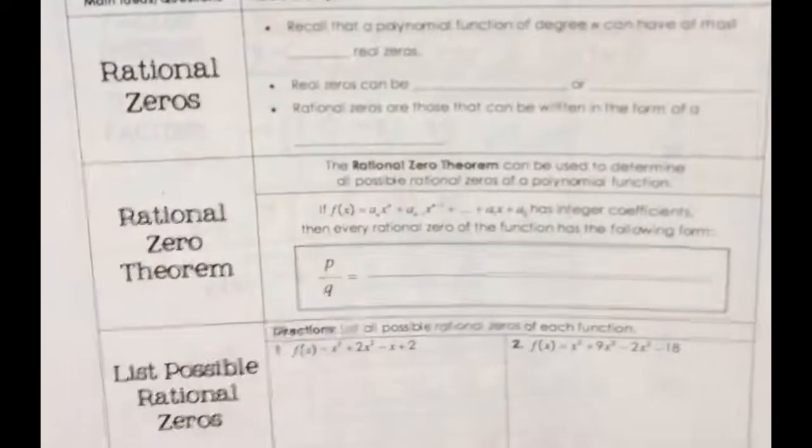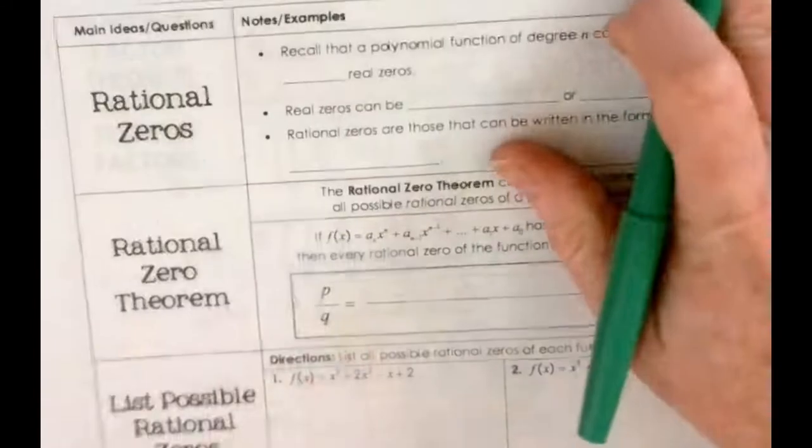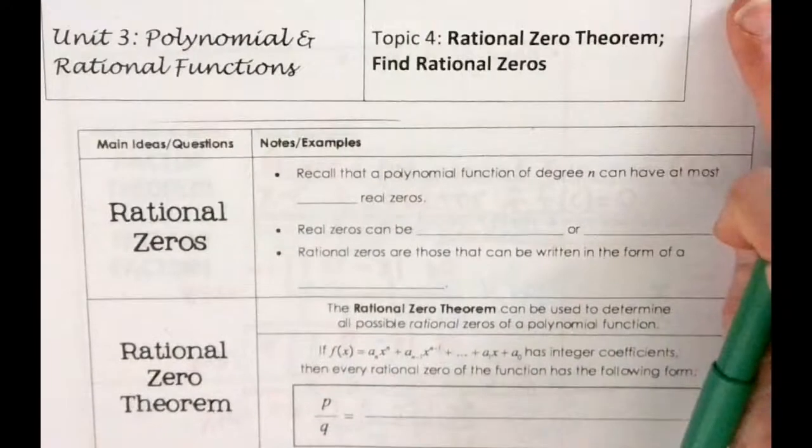So, some of them are really short. You don't have to do a bunch. So, make sure you read what it's asking when you do the homework. Okay? So, let's go to rational zeros, topic 4.